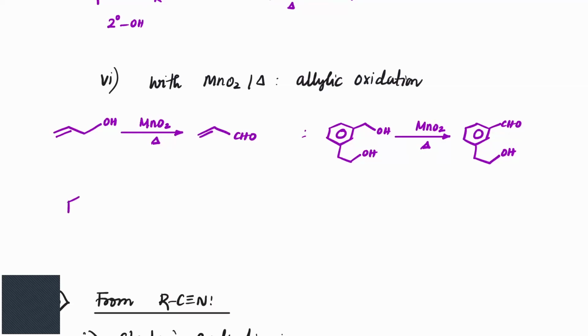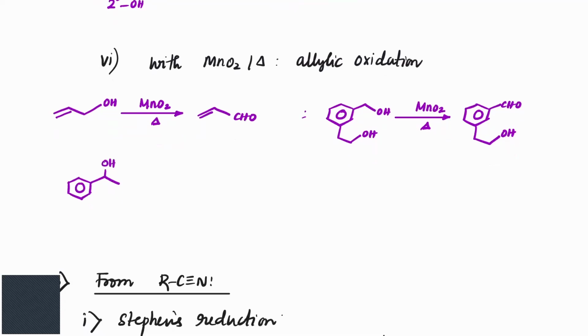Okay. So which means if you have a ketone like this, an alcohol this way, and another alcohol like this, and then I'm treating this with MnO2 and heat, only the part where it is at a benzylic form will convert into ketone. This is the product formation.